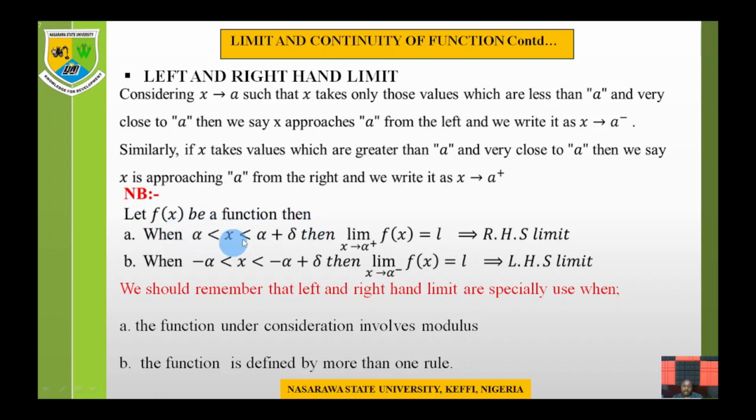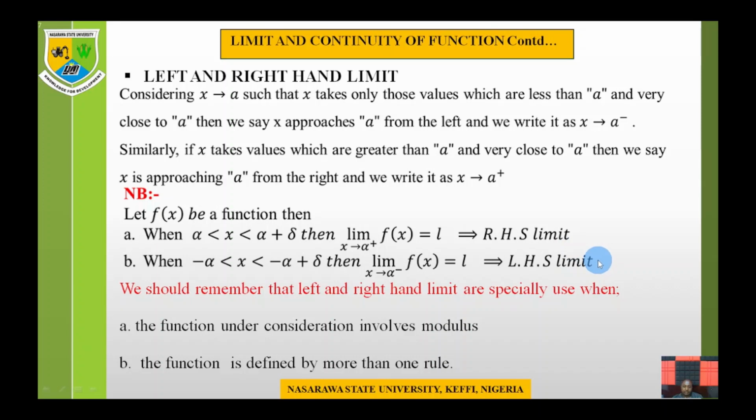Note that if we let f of x be a function, then x lying between alpha and alpha plus delta means that the limit of f of x as x approaches alpha raised to power positive sign is equal to L. This is what we mean by right hand side limit. And when you have your x lying between minus alpha and minus alpha plus delta, then it means the limit as x approaches alpha from the left, f of x equals L, implies this is a left hand side limit.